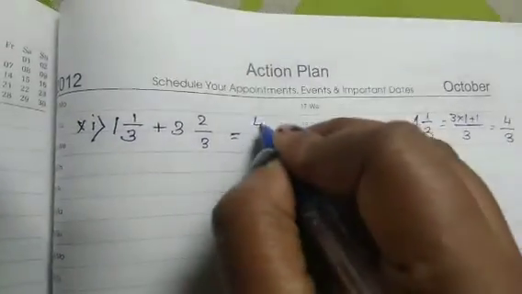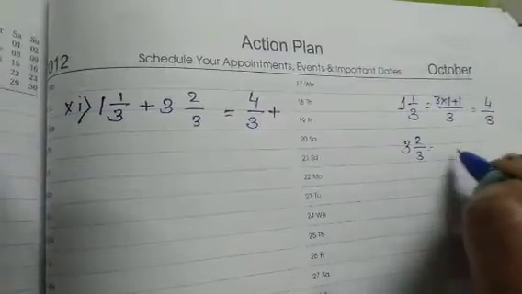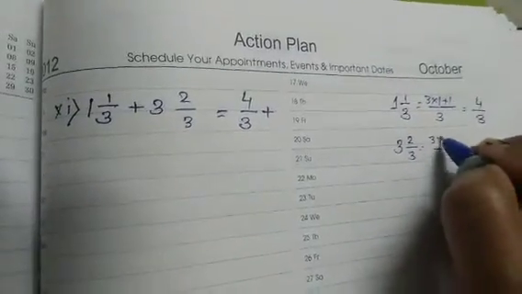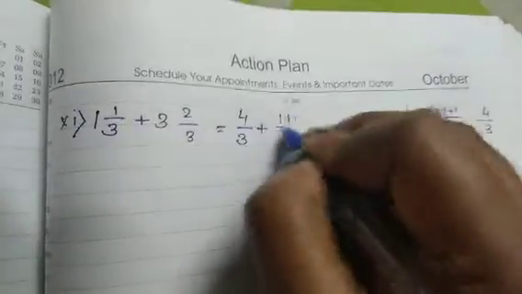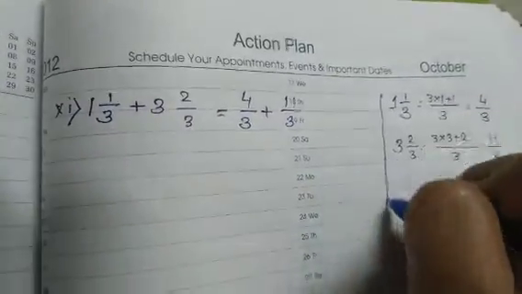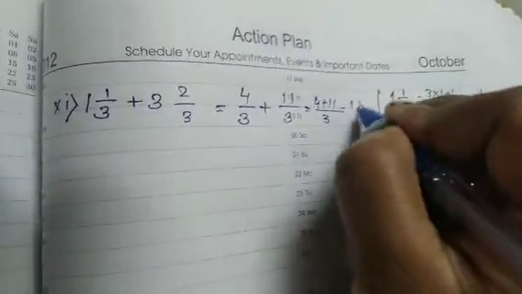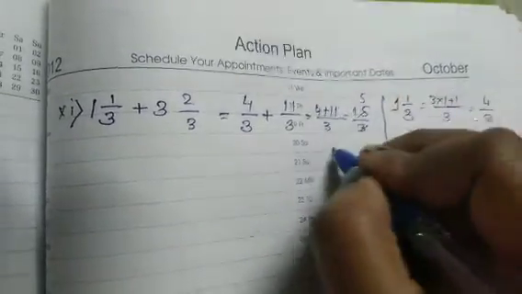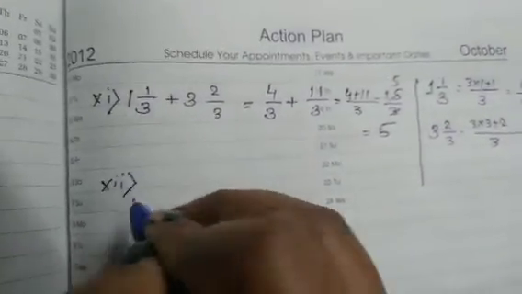Okay. And plus, what is 3 2 by 3? 3 into 3, 9 plus 2, 11 by 3. So now what we are doing? We will simply put down here 4 plus 11, that is 15 by 3. See, 5. Fine. Now 12.